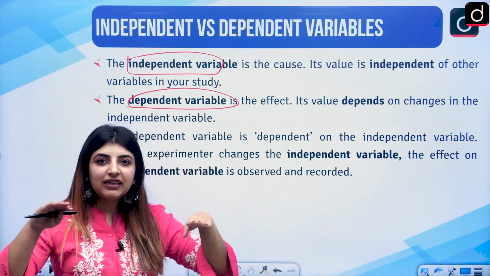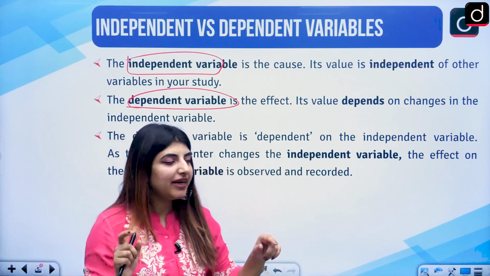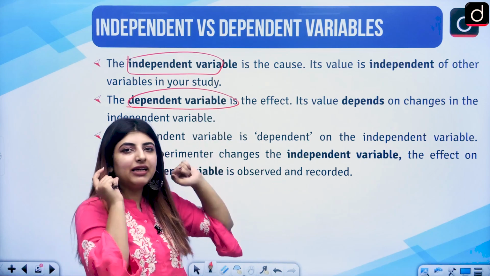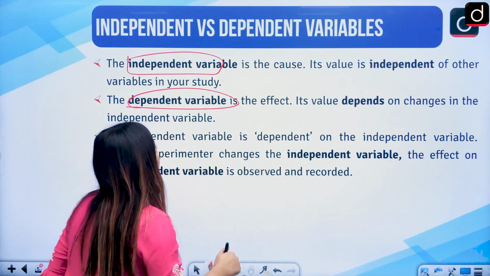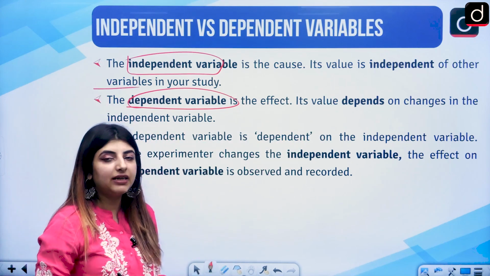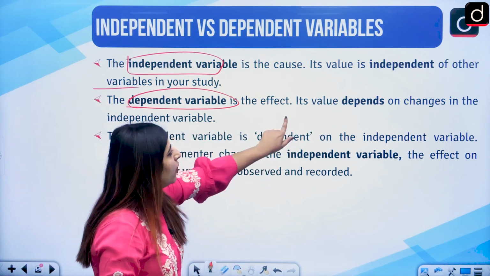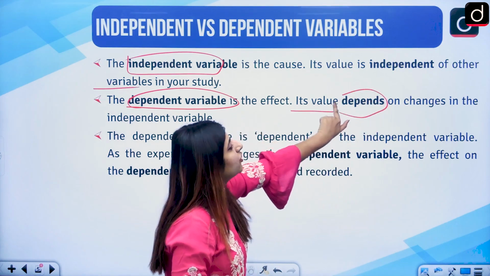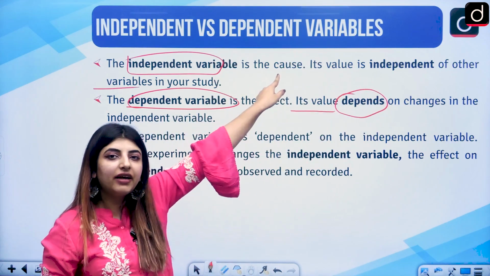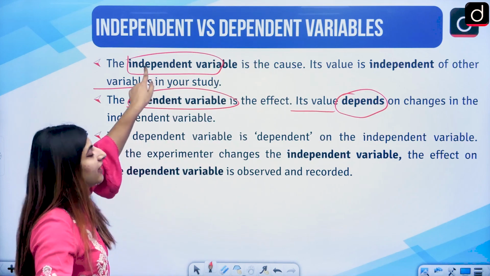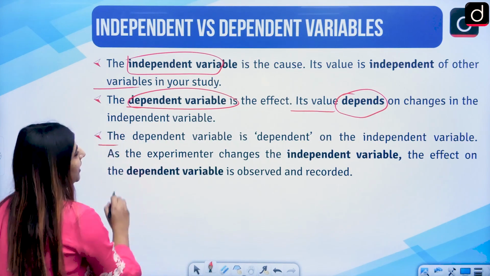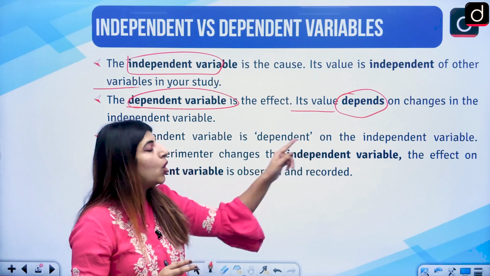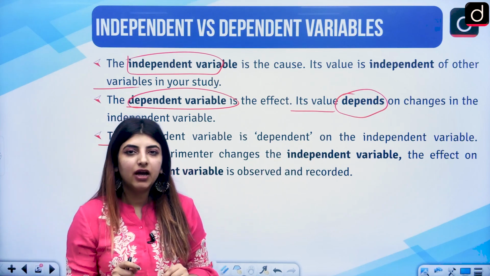So now you understand the differentiation between the two. We'll always see the independent as the cause and the dependent as the effect. Its value is independent of other variables in your study. But the dependent variable, on the other hand, depends on the changes which are occurring, the manipulation which is occurring in the independent variable. The dependent variable is dependent on the independent variable. Why?